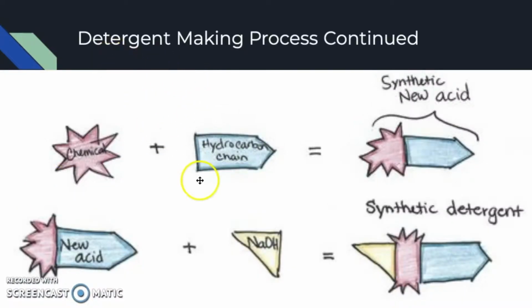Okay, so this is just a diagram of the detergent making process. You have a chemical here. It bonds with the hydrocarbon chain, and it makes the synthetic acid. This is what the fatty acid would be if we were making soap. And then that combines with the lye, here NaOH, and you make yourself detergent.